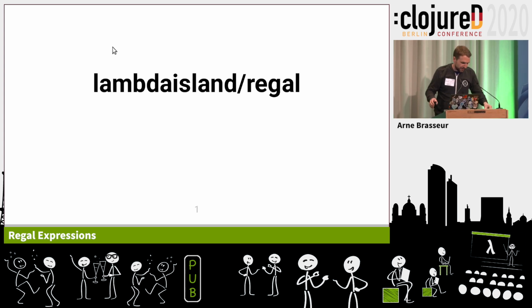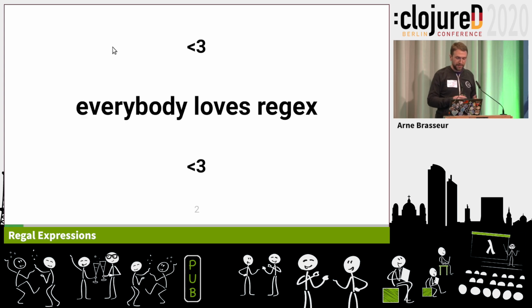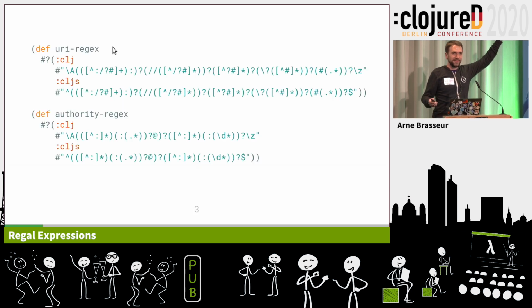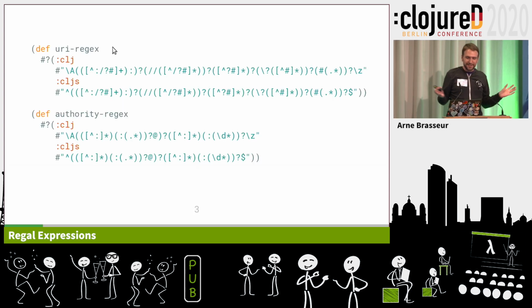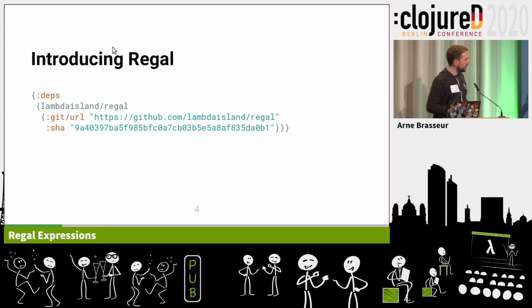Okay, so I want to talk about Lambda Island Regal, which is a new library, because everybody loves regular expressions, right? Who loves regular expressions? Whoa, regular expressions are awesome! So these are two regular expressions I wrote after staring a day or two at a bunch of RFCs, and I never want to touch these again. And because I never want to commit such atrocities again, I created Regal, which is sort of in pre-release on GitHub. It's very fresh.